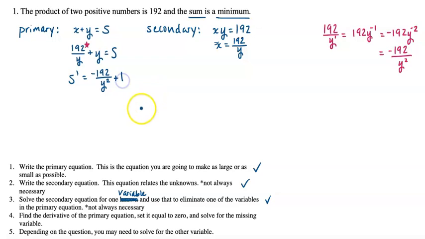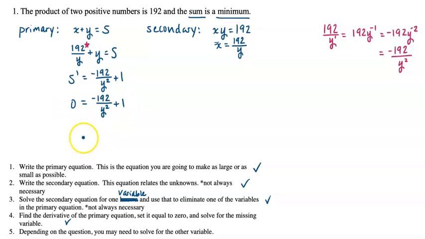Well, that's just 1. So we've taken the derivative. Now we need to set the derivative equal to 0 and solve for the missing variable. So let's set this equal to 0. So 0 is equal to negative 192 over y squared plus 1.